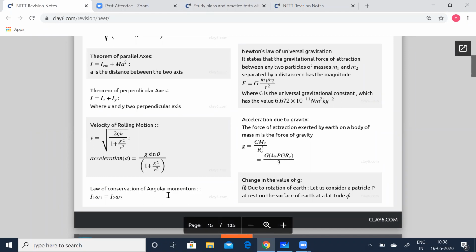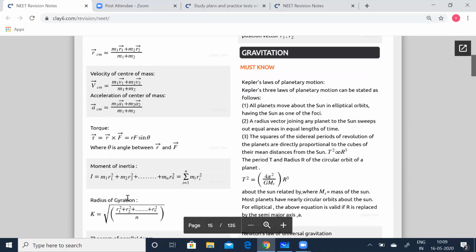Now, the law of conservation of angular momentum: I1 omega 1 is equal to I2 omega 2. Just as the law of conservation of momentum is applicable for linear motion, it is applicable for angular momentum, angular rotation also. So it becomes I1 omega 1 is equal to I2 omega 2.